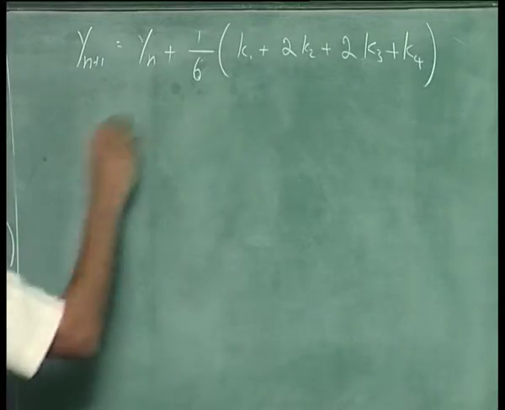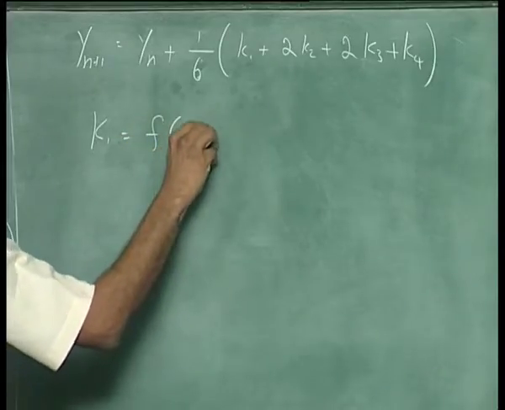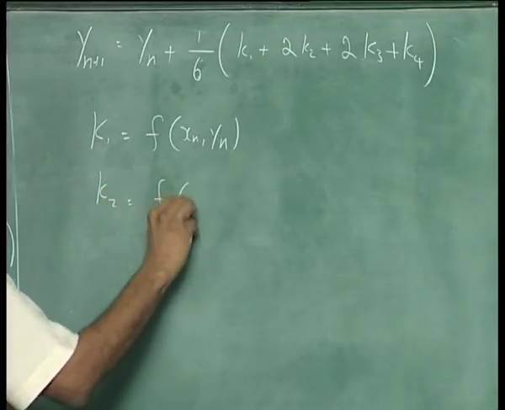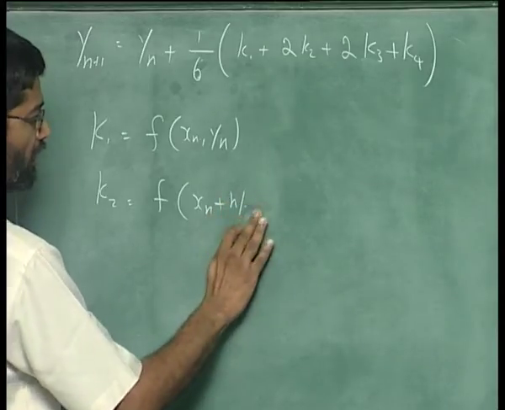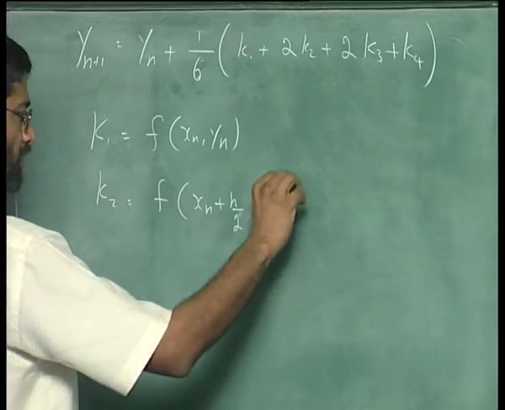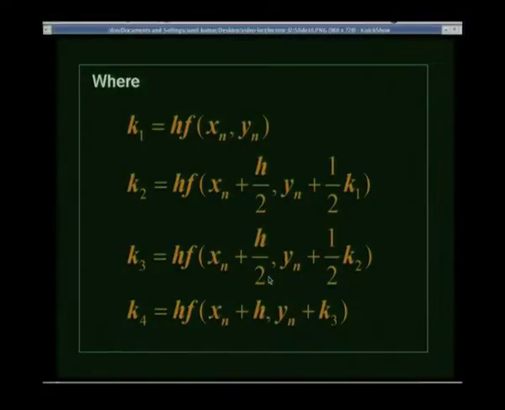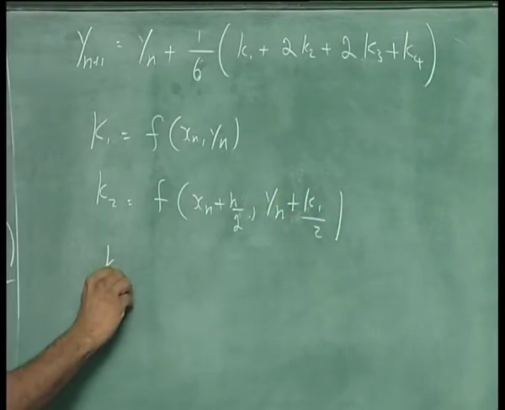So now this is what it is. Now k1 here is f at xn comma yn, and k2 would be f at xn plus h by 2 comma yn plus k1 by 2, etc. So that's what we have to write. Then the full scheme is the following. And k3 we would need this.